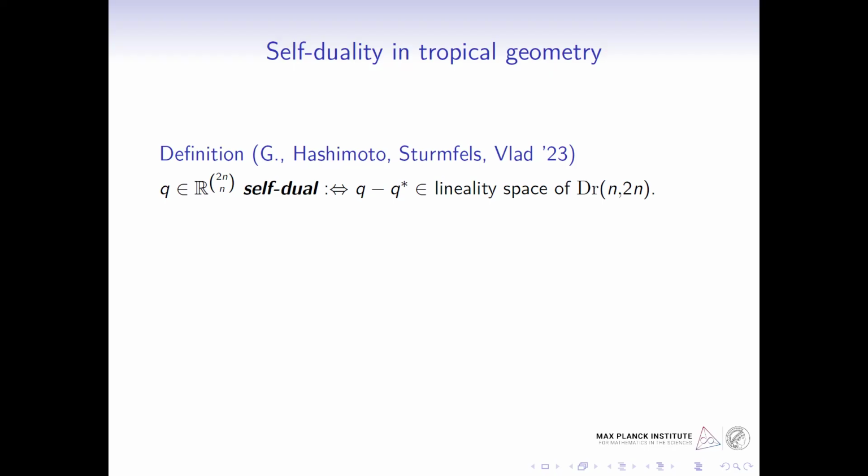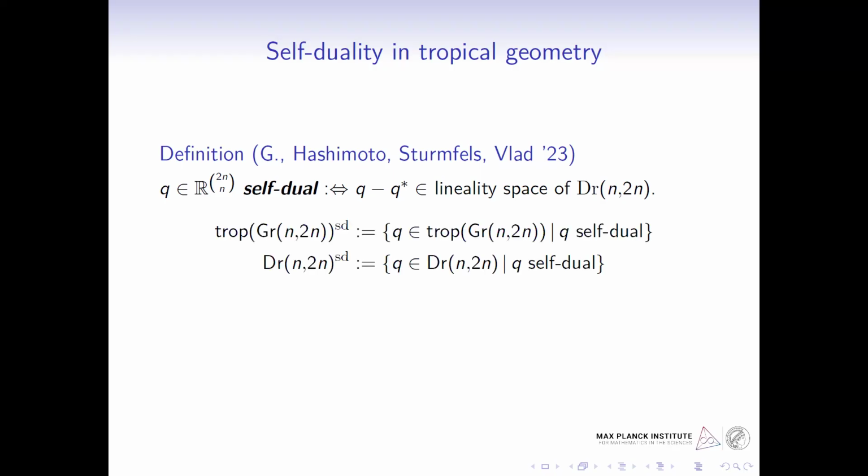Before we had P star is the same as P up to a torus action, right? Some non-zero lambdas. And now we say Q is the same as Q star up to something in the lineality space. Okay? So the lineality space of the Dressian takes now the role that before was this torus that we had, okay? And now we get the following sets: the self-dual points of the tropical Grassmannian and the self-dual points of the Dressian, simply intersecting with this condition.